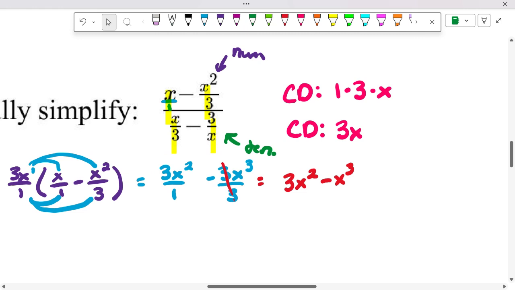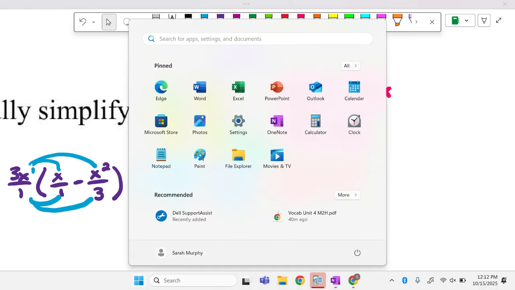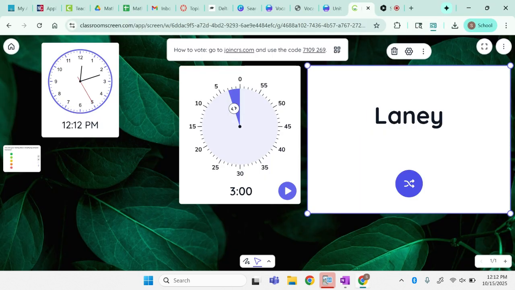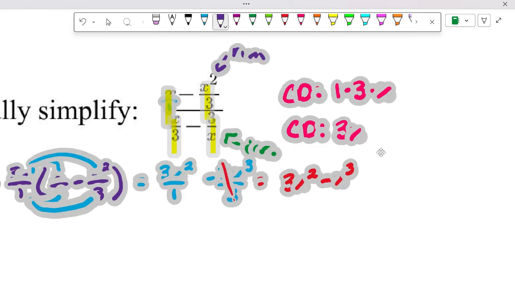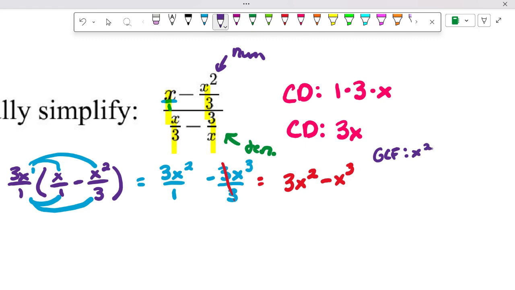Now to finish this up, we're just going to do some quick factoring. So let's go with Lainey. So Lainey, how would I factor that? You always start by looking for what? Do I have one? Yeah, we do. What is it? So not 3, because we don't have 3's in both. But what do we have in both? An x what? Squared. We have at least 2 x's in both. So my GCF is x squared.